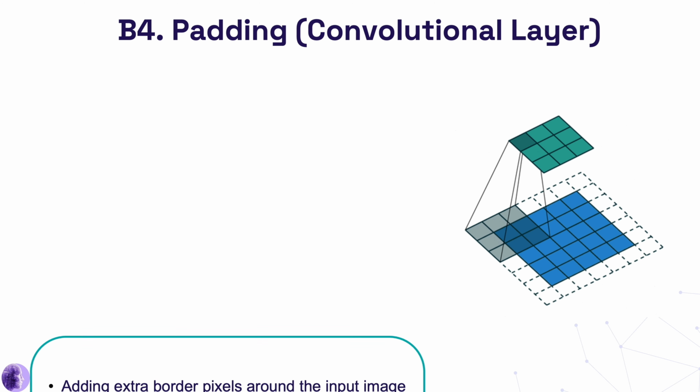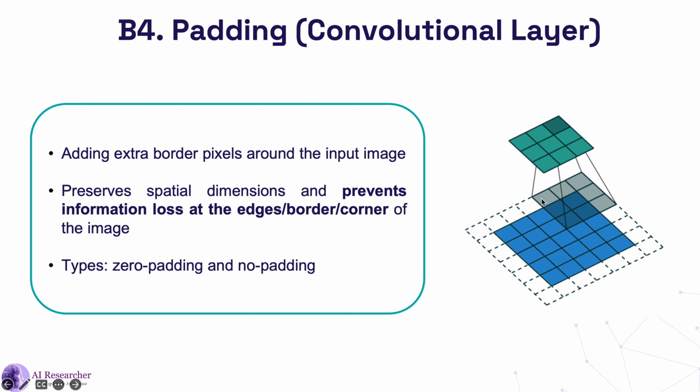You can see here an additional border of pixels is added around the input image to preserve its spatial dimension and prevent the loss of edge, or you can say border or corner, information during convolution. And there are different types of padding, which include zero padding, which fills the border with zeros. So these dotted borders will be filled by 0, and no padding, where no extra pixels are added.